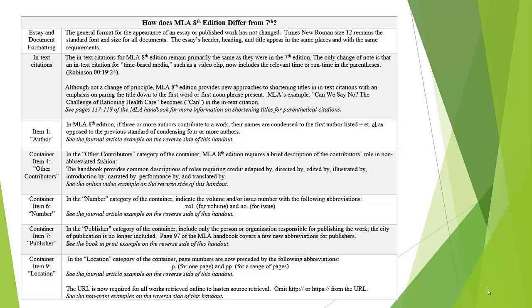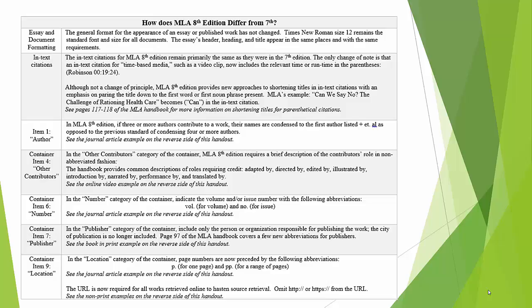Okay, and she already mentioned in item 6 that in the number category, they do now want VOL period for volume and NO period for issue, whereas in MLA 7, it was simply the number separated by a period. So that's worth remembering, that you'll start to see that in your student citations. Number 7, in terms of publisher, as she mentioned, the city of the publication is no longer included. There are new abbreviations for some of these publishers, and if you would like to check out a copy of the MLA handbook, page 97 covers some of those. It's not really worth listing all of them here, but just so that you have a place to look those up if you're interested.